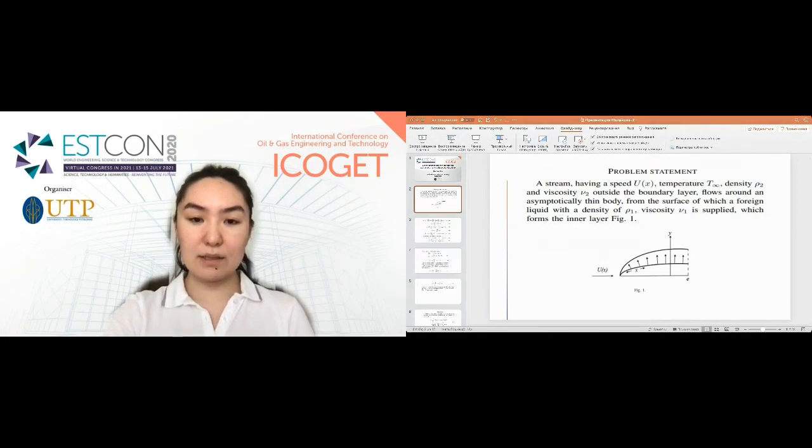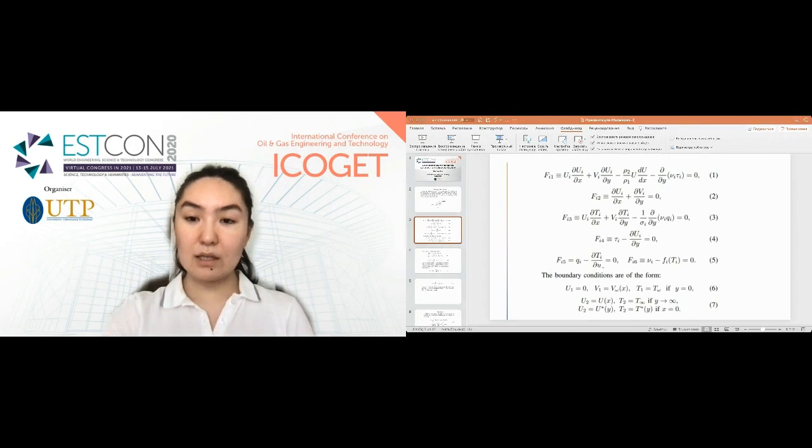A stream having the speed u of x, temperature T infinity, density ρ2, and viscosity μ2 outside the boundary layer flows around an asymptotically thin body, from the surface of which a foreign liquid with a density of ρ1, viscosity μ1 is supplied, which forms an inner layer, as represented in figure 1. It is assumed that the amount of injected fluid is small, so that the effect of injection only affects the fluid flow in the thin layer 1 and does not introduce disturbances in the potential flow 2.